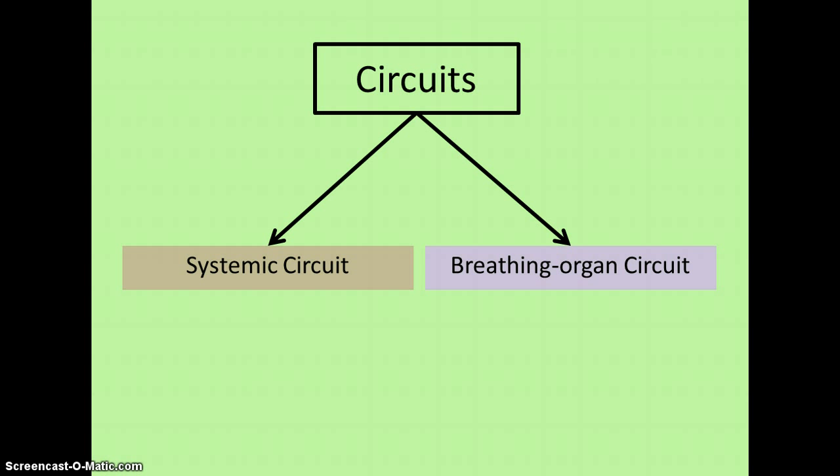They take up oxygen from the blood and add carbon dioxide to the blood. It's a gas exchange. The breathing organ circuit is the blood vessels that carry blood to and from the breathing organs. This should be fairly easy to remember since the names are found in their definitions.